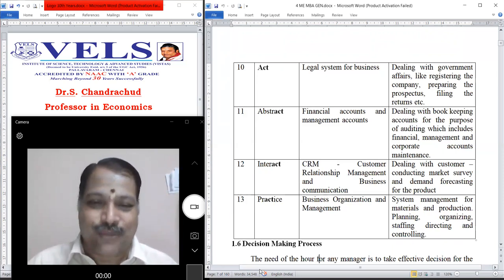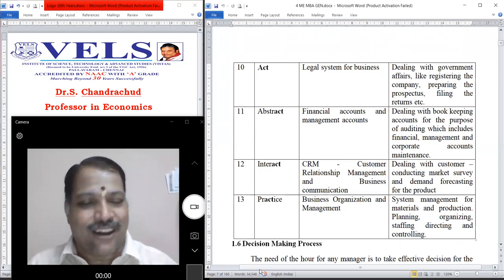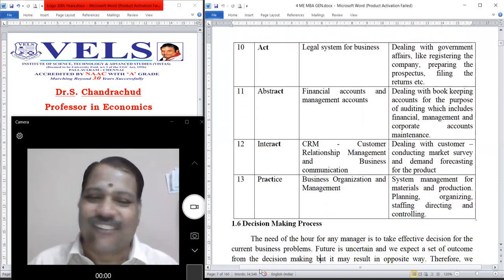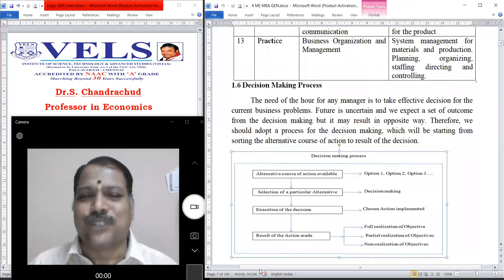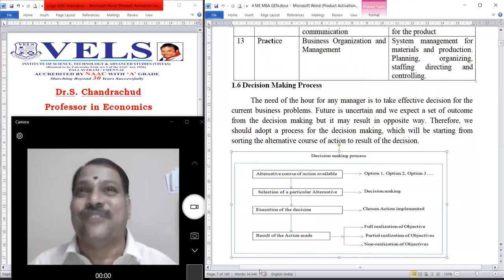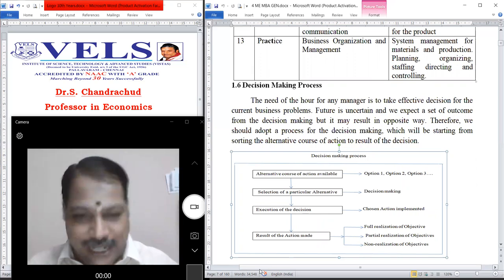Business organization and management is a subject which gives all the list of duties for the manager. The system management for materials and production, and planning, organization, staffing, directing, all these things come under this particular subject. So these are all the 13 keywords which enlist the role and responsibilities of a manager.